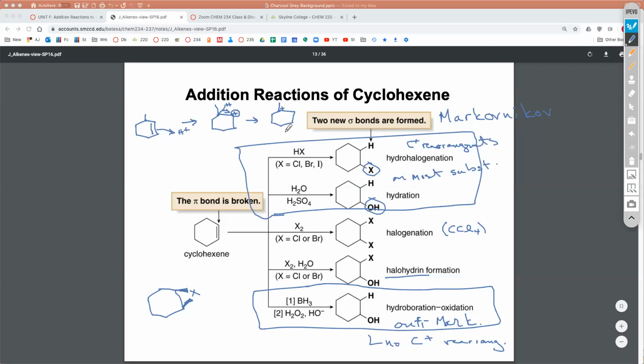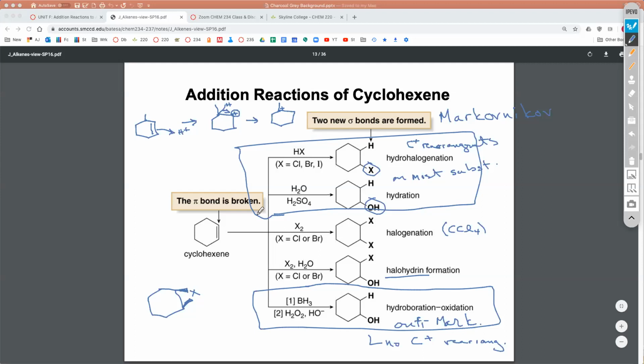And I mentioned then that any time that you form carbocations, you could get a rearrangement. And so that's a possibility, whether you're talking about hydrohalogenation or hydration, anytime you make that carbocation, you can get that rearrangement. Well, this isn't going to go through a carbocation, so you don't have to worry about that rearrangement.